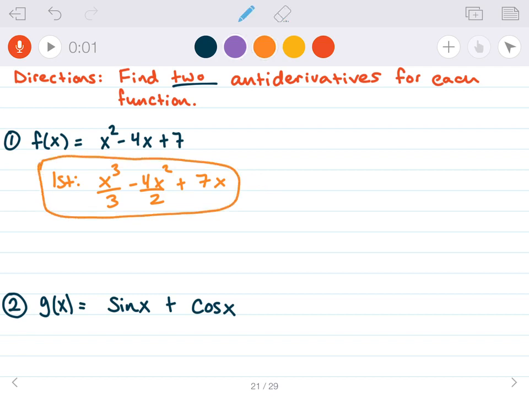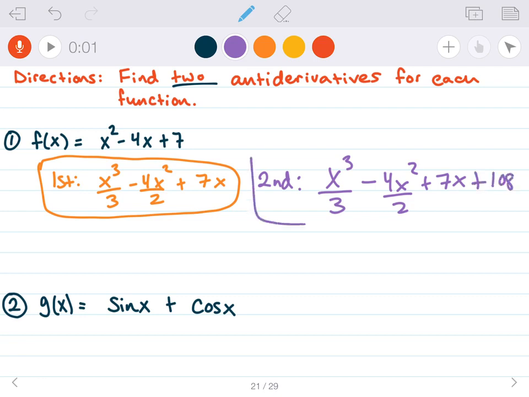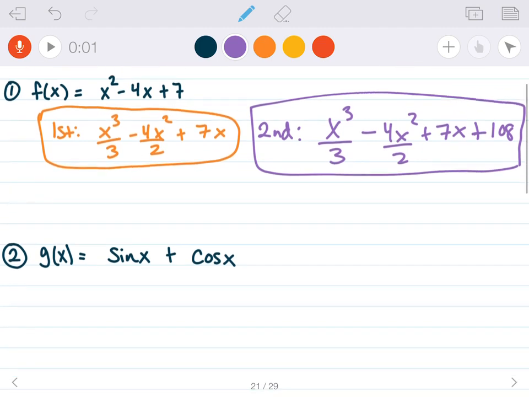Super lazy. The second one, well, I can just change my constant. Instead of doing plus 0, I can say plus, I don't know, what do you think? 108. Just a random number that I made up. And by the way, there's infinitely many antiderivatives here, right? All we have to do is just stick another constant in there, and that would be an antiderivative. So there's 2 of them. Let's look at the other one. Let's look at number 2.